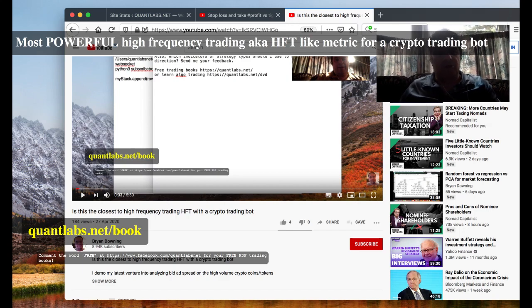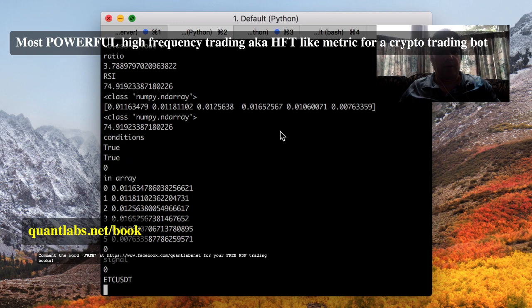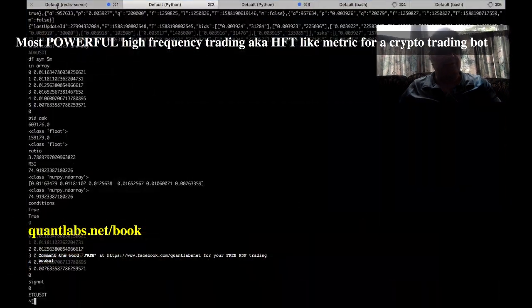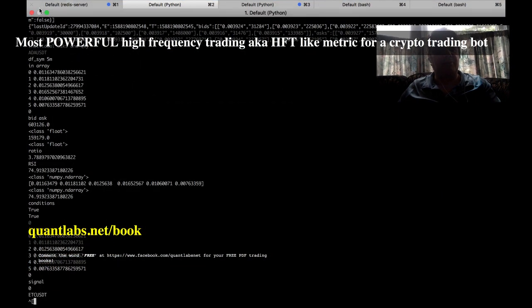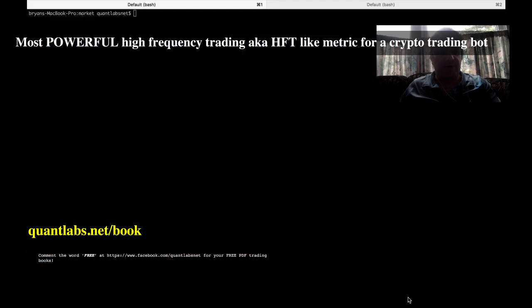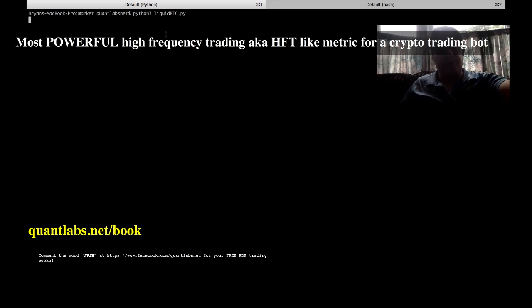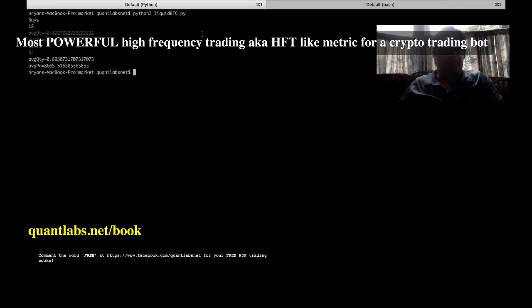So this script I'm about to run, oops, that's one of my other bots. Oh well, you should get a sample of what it looks like. Okay, so what I'm going to show you here is something called liquid BTC. This is actual orders put on Binance. This is one of the biggest trusted exchanges in the world.